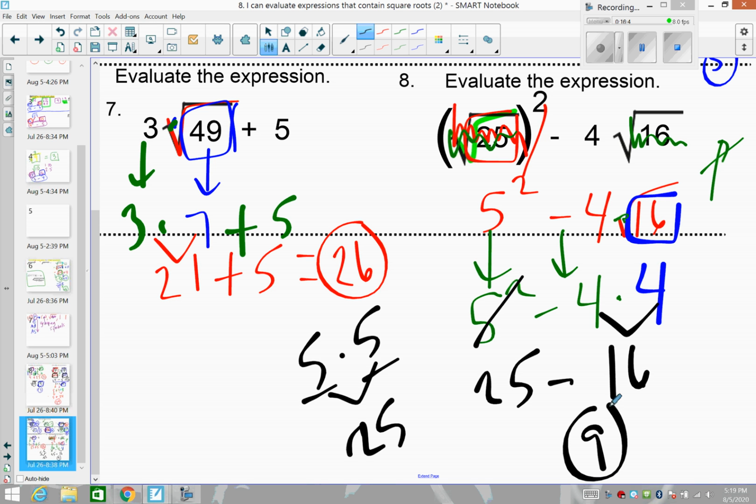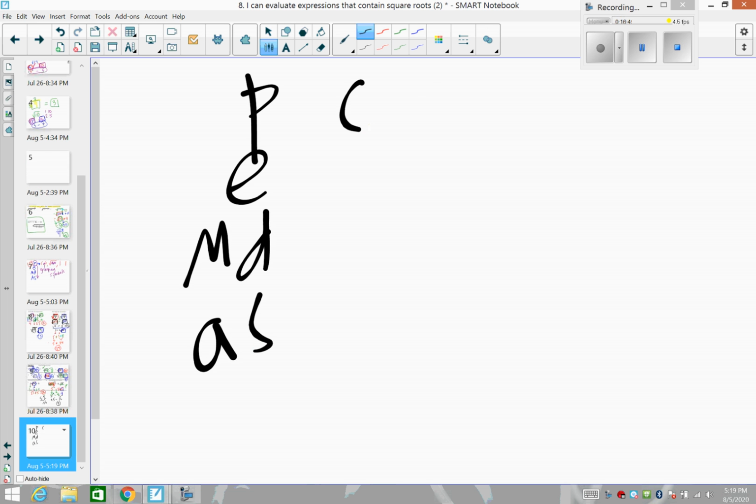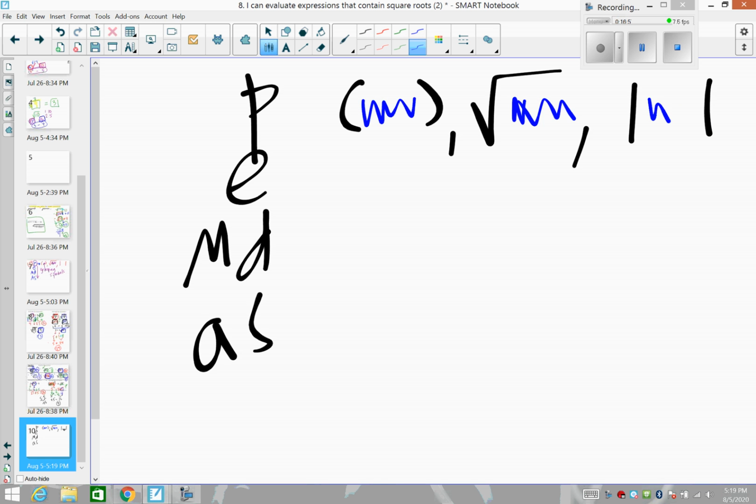Okay, so that is the end of our lesson today. Remember, the moral of today's lesson is that when you have PEMDAS, parentheses do come first, but so do square roots and absolute values if they're in the problem. You have to do all the stuff on the inside first before you can go through the rest of the order of operations. All right, so that's our lesson for today.